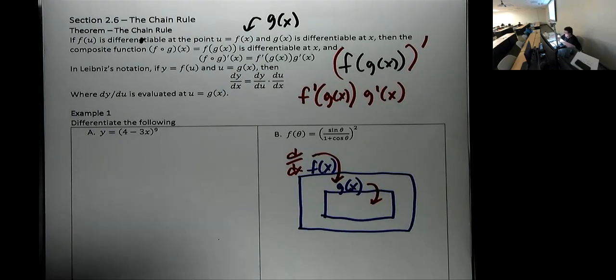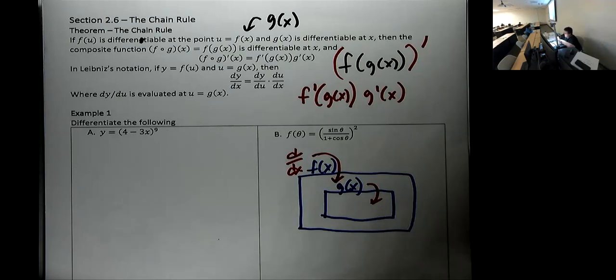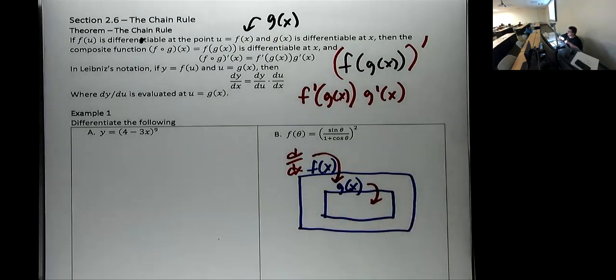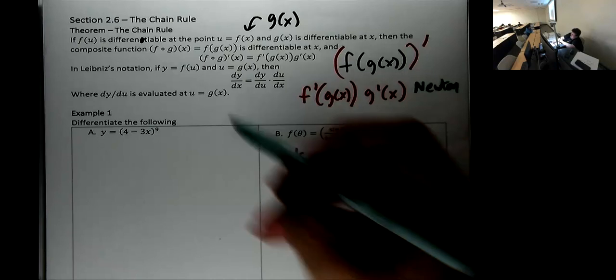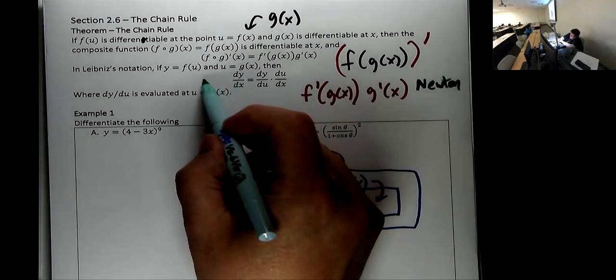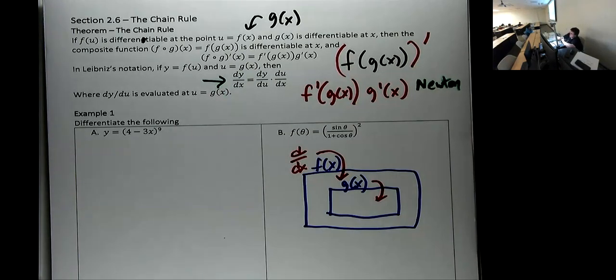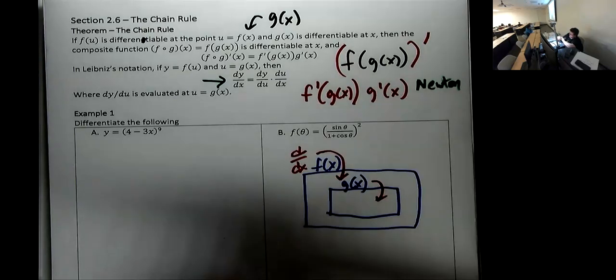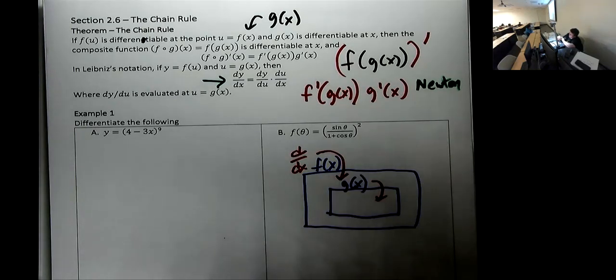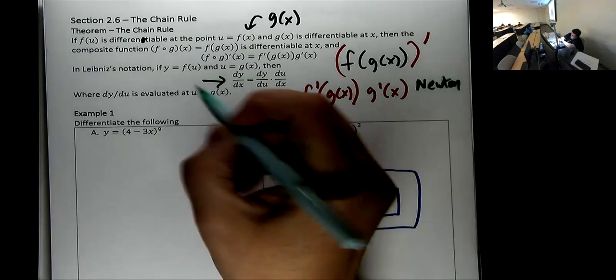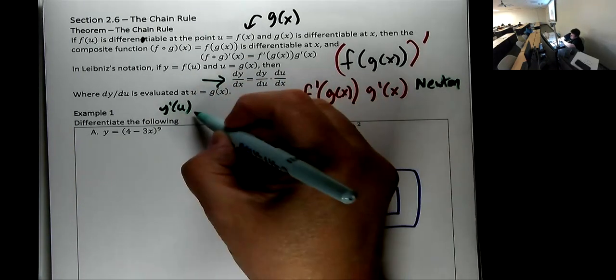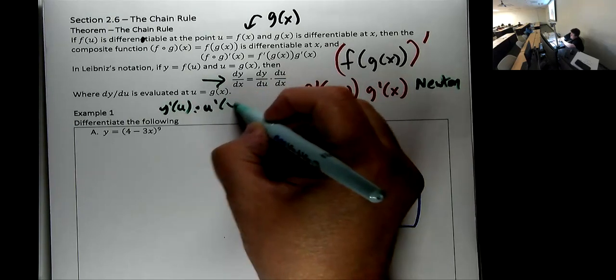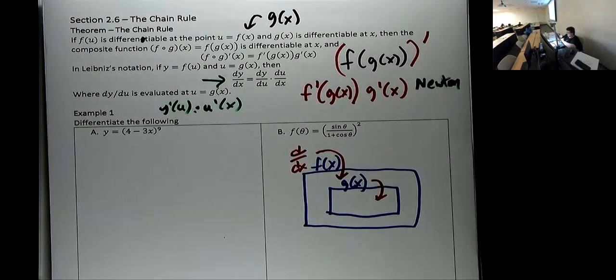The way, this is Newton's notation with the f prime. This is Newton. Newton liked the primes. Leibniz did the dy dx. So that is another way of looking at it. dy dx equals dy du times du dx, which is like saying y prime of u times u prime of x. But I don't know that it's helpful.